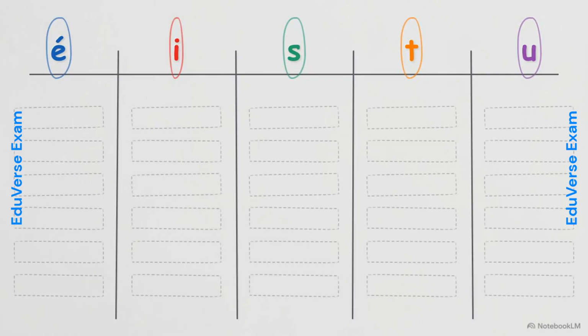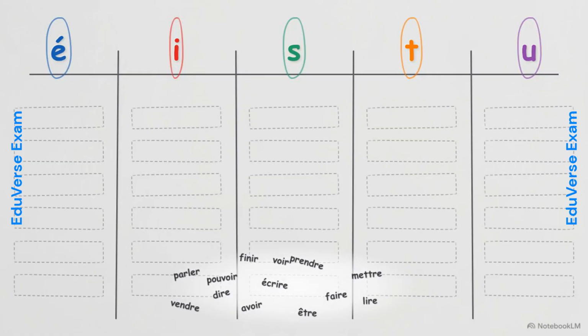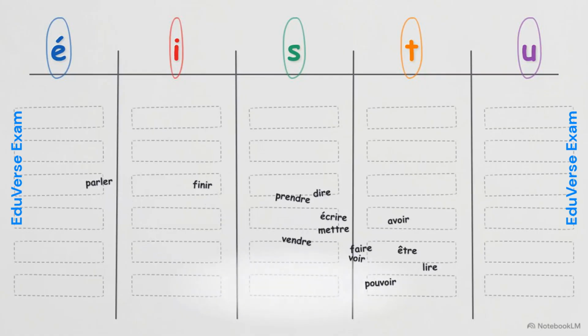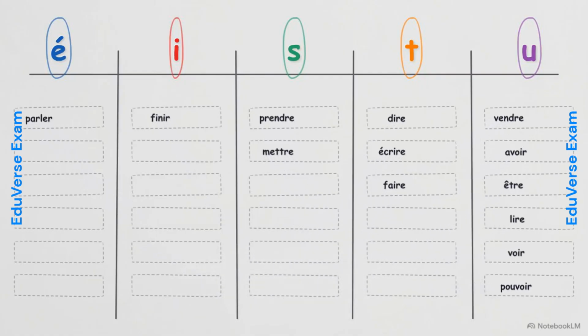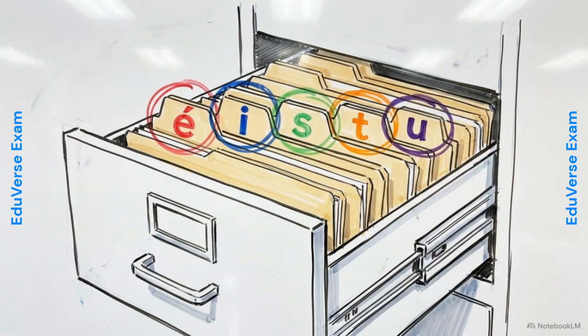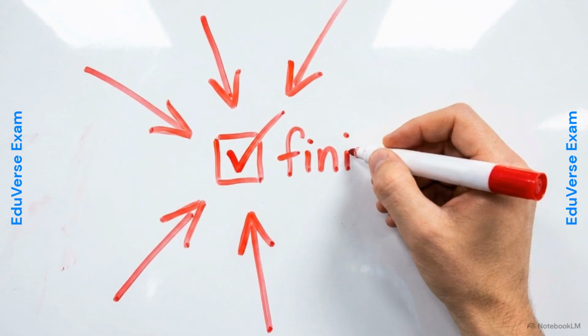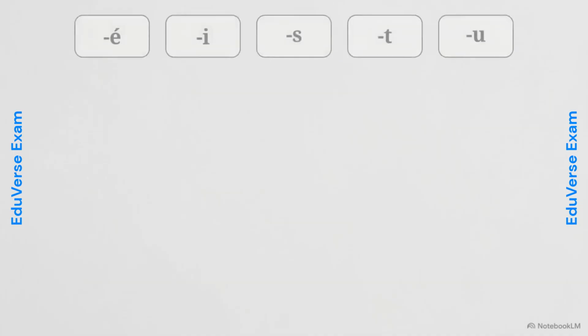The chart we are building is organized around these 5 endings: A, E, I, S, T, and U. Grab a piece of paper and draw out these 5 columns right now. We are going to build this framework together, organizing verbs strictly by their final phonetic sound, rather than trying to memorize massive lists of infinitive endings. It gives your brain a reliable sorting mechanism. When exam time comes, you can simply match the verb to its corresponding category.